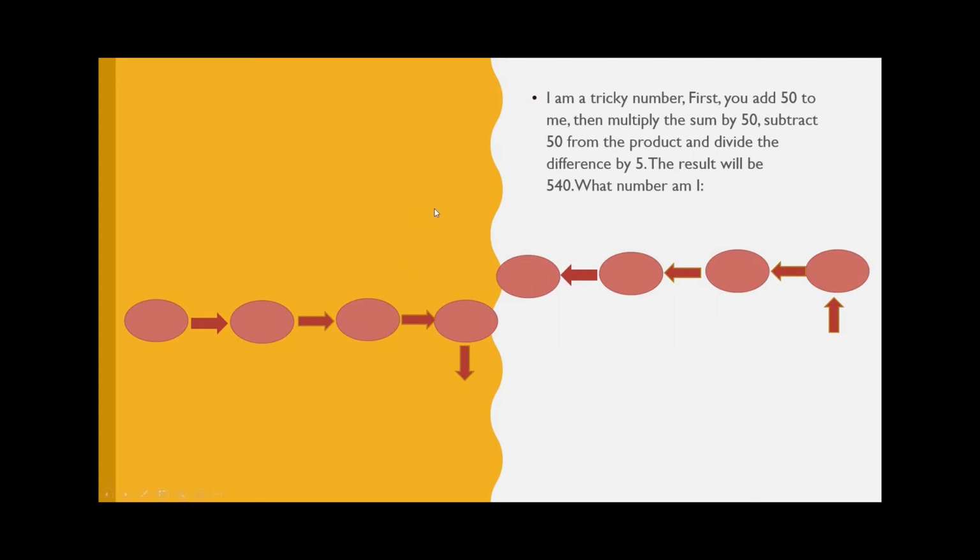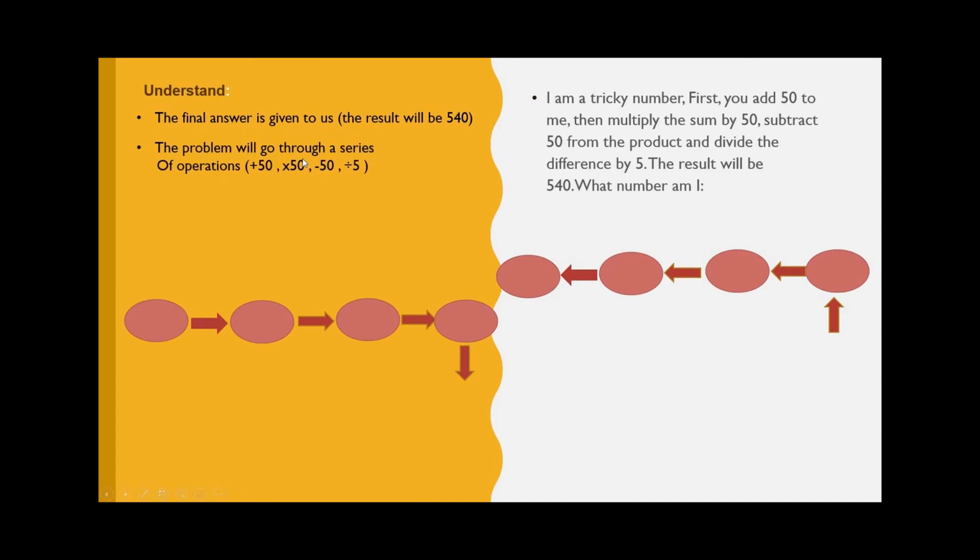We know to solve this problem, we need to go through a series of operations. Look: add 50, multiply 50, minus 50, divided by 5. Let's plan our solution.